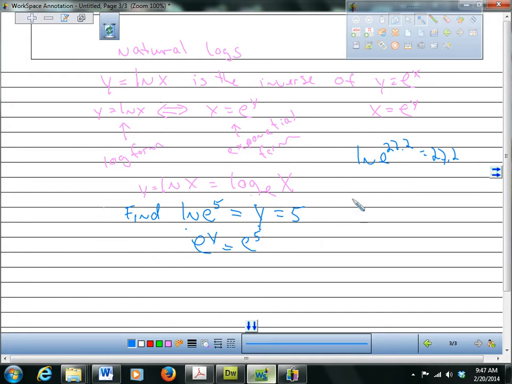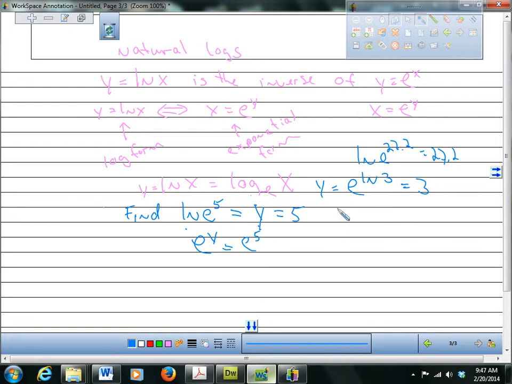What would be e raised to the natural log of 3? Again, since e and natural log are inverses of each other, whatever I do to this, this undoes it. So this is just equal to 3.